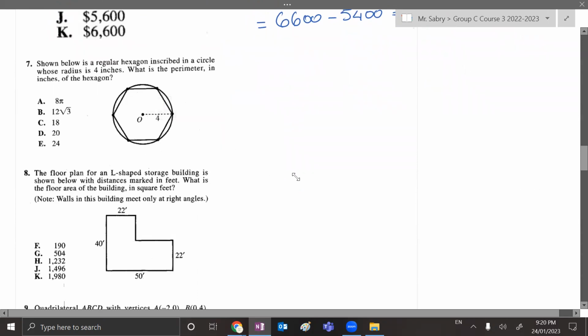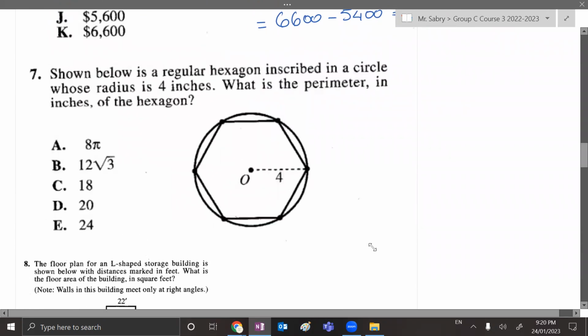Now, let's check number 7. Shown below is a regular hexagon inscribed in a circle whose radius is 4. So the hexagon is a 6-sided shape, or a 6-sided polygon, that's a hexagon. Regular means that all the sides are equal. So it means that this is equal to this, equal to this, this, and that. And you're told that this radius is 4.